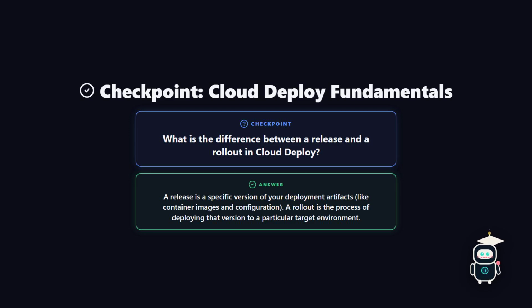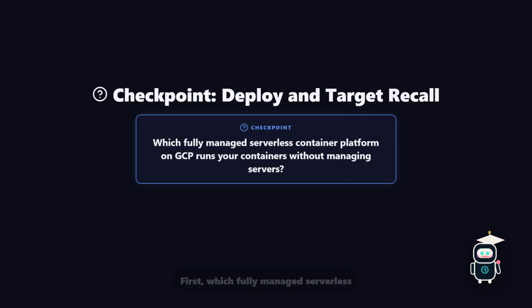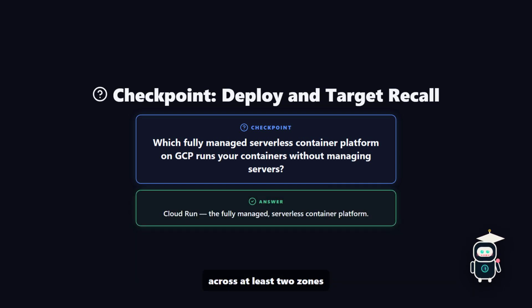Pause and think. Here is a 2-part checkpoint. First, which fully managed serverless container platform on GCP runs your containers without managing servers? Pause and think. The answer is Cloud Run. Second, recalling from earlier. If your production app runs in a single zone, what architectural change helps survive a zone failure? Deploy across at least 2 zones in a region with a load balancer and data replication. This way, you're reinforcing new knowledge and strengthening earlier material in one go.